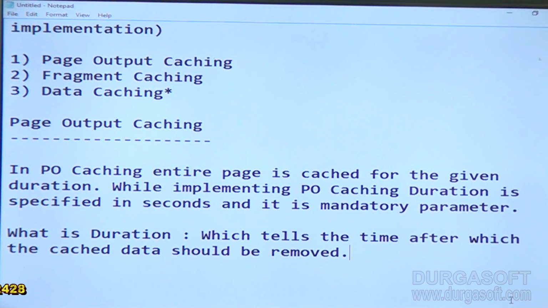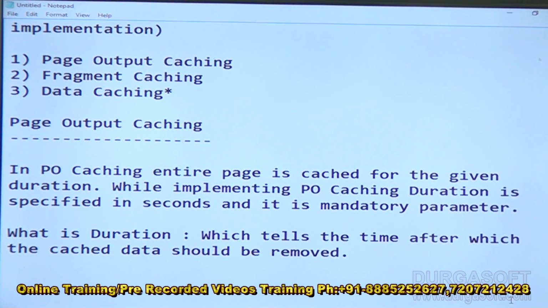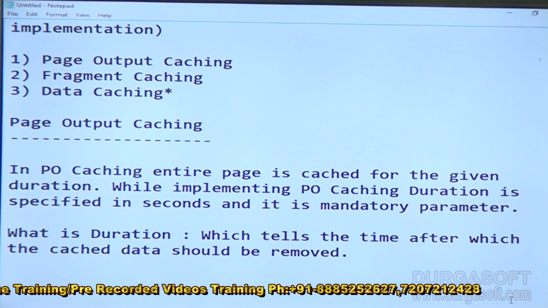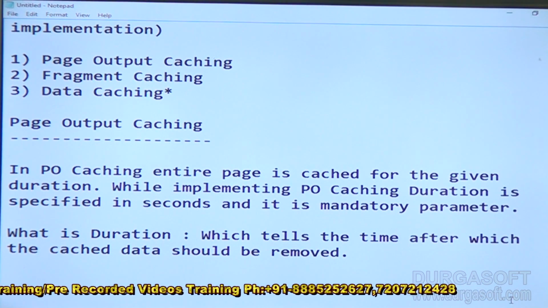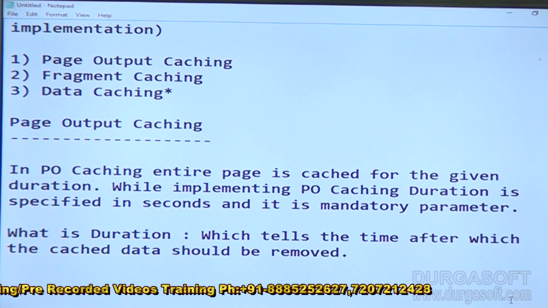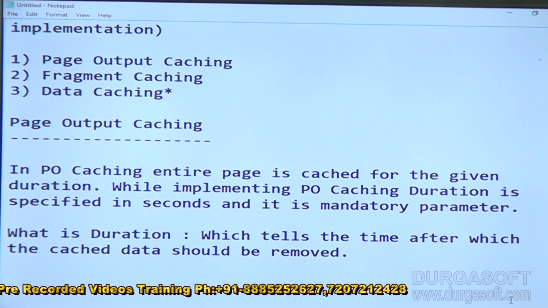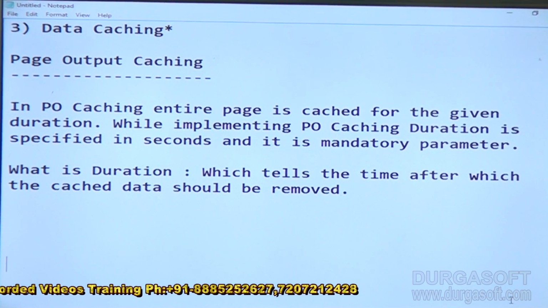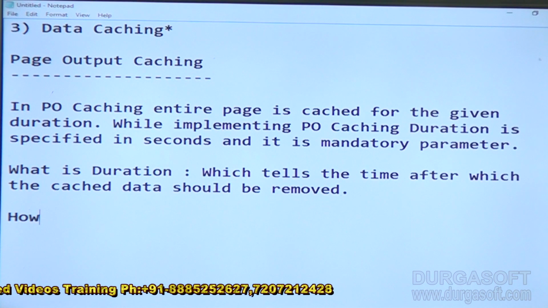Among all types of caching, page output caching is pretty simple, very simple to do. So how do we do page output caching? Along with our demo, we will learn some more things also. Let us go and see how to implement page output caching now. Next, how to implement.